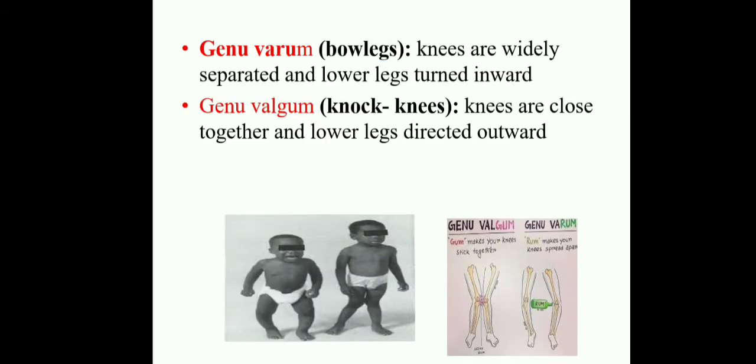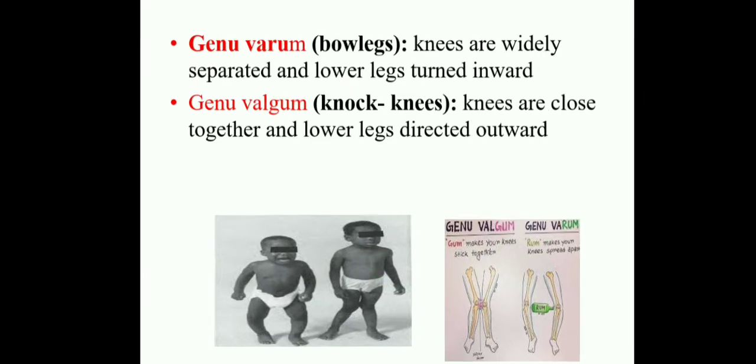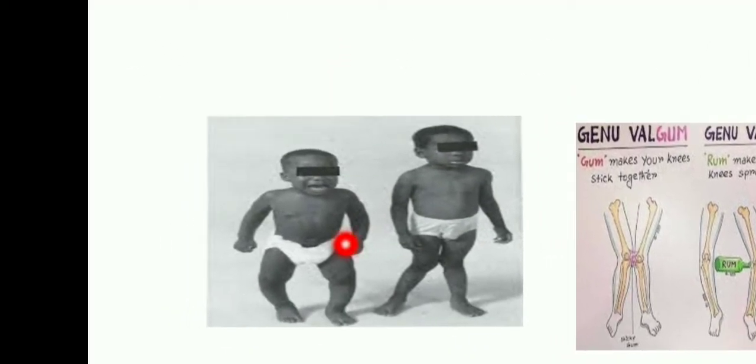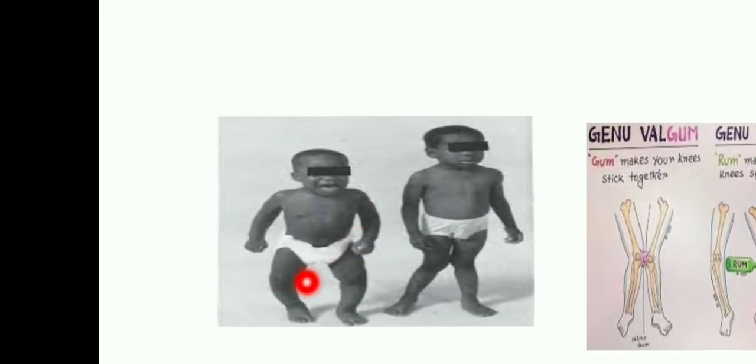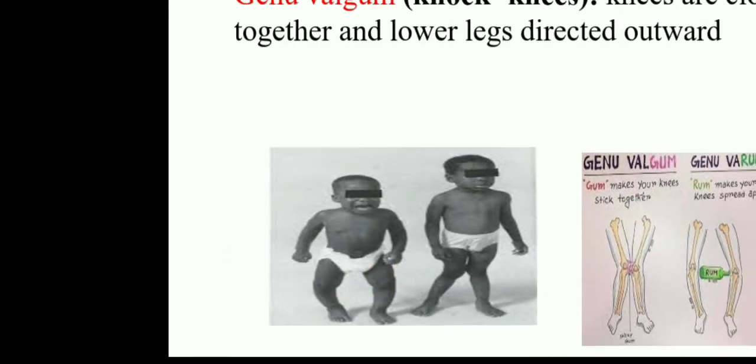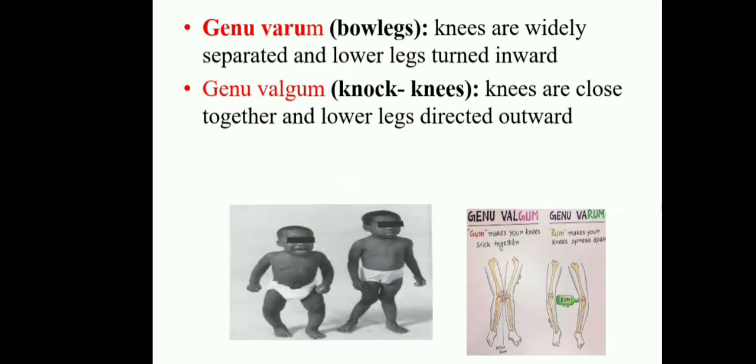Genu varum means bow legs. Here the knees are widely separated and the lower legs turn inwards. Look at this image. So this is called bow legs. These are knocked knees, called genu valgum. Valgum means knocked knees. Here the knees are closed together and the lower legs are directed outwards. That is called genu valgum.